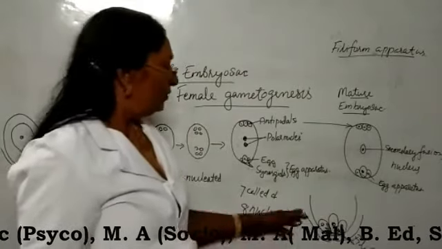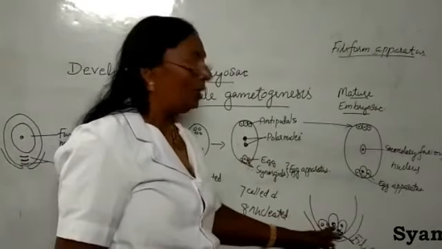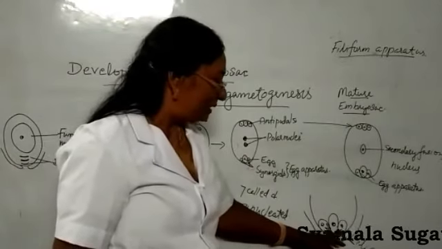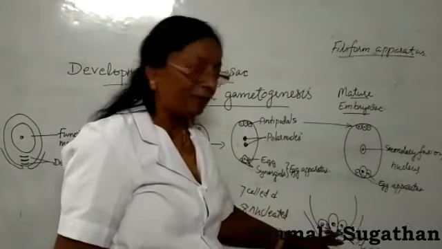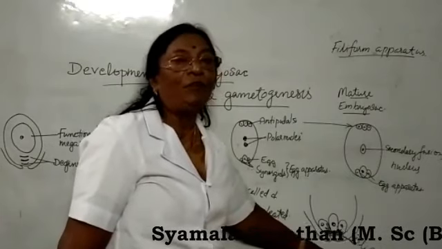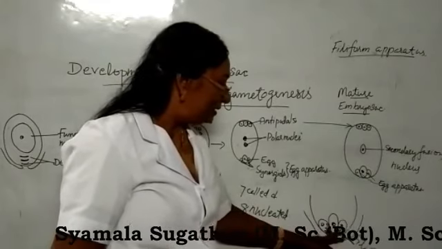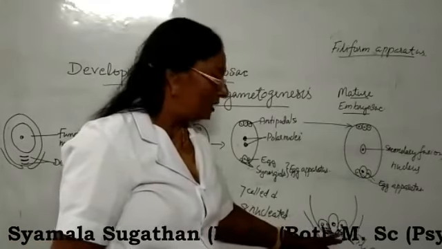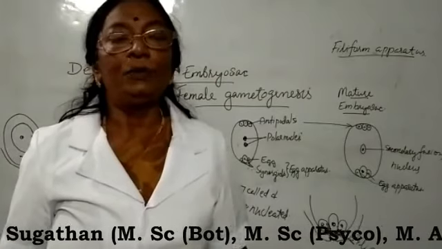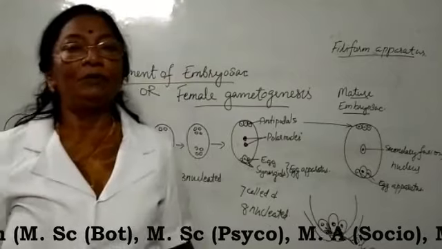Then within this embryo sac, we can see within the egg apparatus, the 2 helper cells called synergids. They have a cellular thickening towards the micropylar end, which is known by the name filiform apparatus. The cellular thickening seen in the synergids towards the micropylar end is known by the name filiform apparatus. Its function is to guide the pollen tube towards the egg during fertilization.